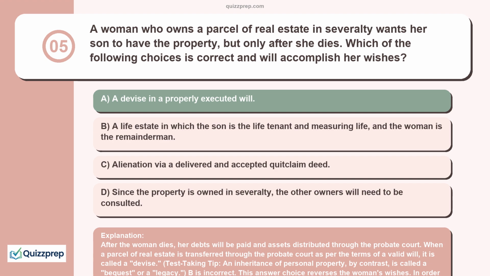In order to comply with the woman's desires with a life estate, the woman should be the life tenant and measuring life, and the son should be the remainderman. C is incorrect. To alienate means to convey. A deed that has been delivered and accepted would result in an immediate transfer of the real estate from the woman to her son. D is incorrect.